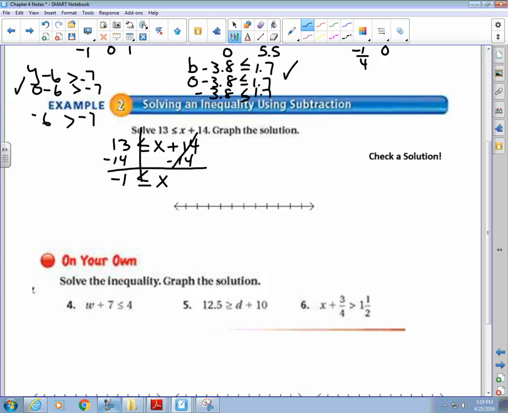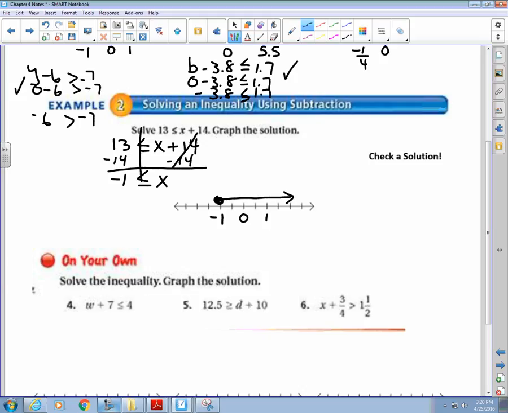So on my graph, I put a 0. Negative 1 has to be to the left of it. All right, positive 1 would be to the right of it. It says x can be greater than or equal to it, so that means it's going to be a closed circle at the negative 1, and greater than the negative 1, since x can be greater than or equal, would be to the right. Now, to check this solution, I want to take a number to the right of negative 1 and plug it in and see if it works.